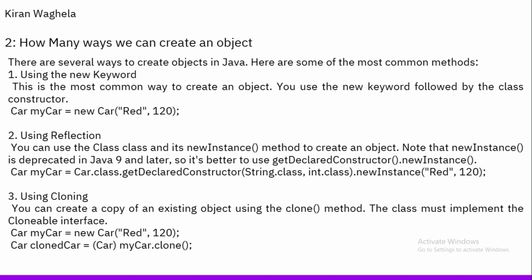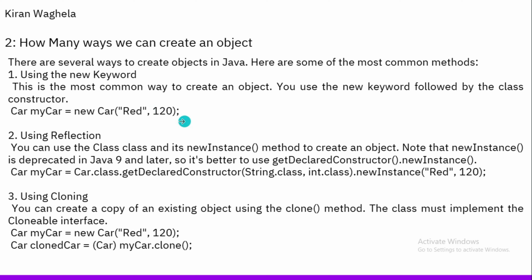Next question. How many ways can we create an object? There are several ways to create an object in Java. Some of the common ways: using the new keyword. This is the most common way to create an object. Using the new keyword we can create an object of a class. For example, Car myCar equals new Car, with the properties of the class.